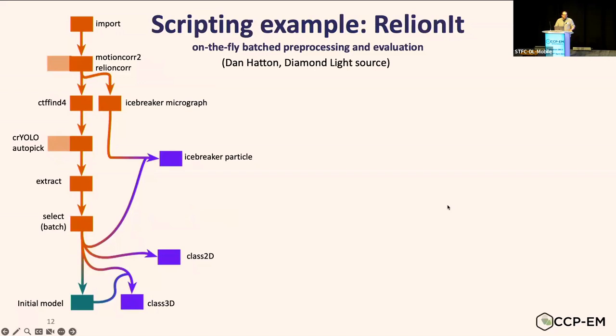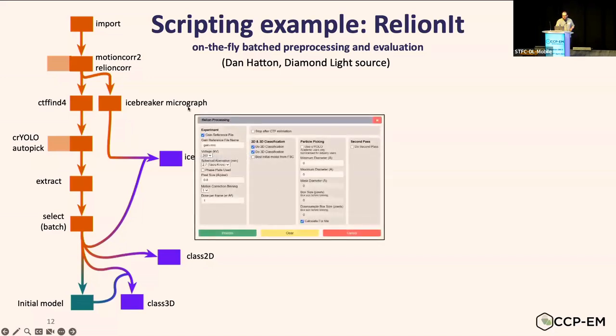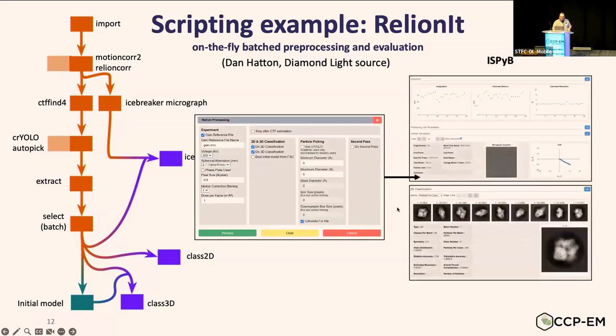This was written by Dan Hatton at Diamond Light Source, who's going to speak next. This is a full on-the-fly pre-processing and evaluation program. Imports the micrographs, runs MotionCor, runs their in-house ice evaluation software called Icebreaker, does CTF determination, picks particles, extracts and batches them, generates an initial model and 2D and 3D classification. So Relion It is interacted with through its own GUI, which allows parameter entry, and its results are viewed with their ISPyB system, but the back end of this behind the scenes is all being run using the CCP-EM pipeliner.